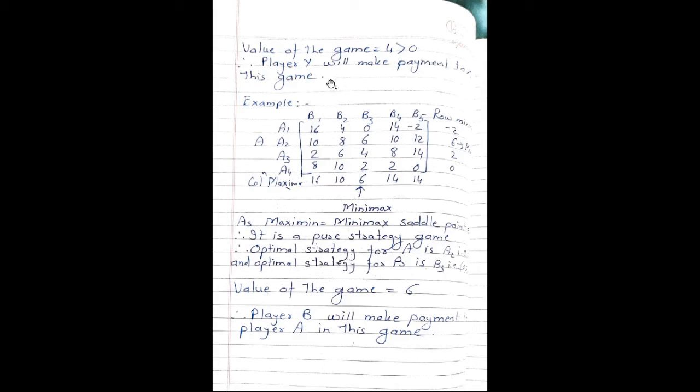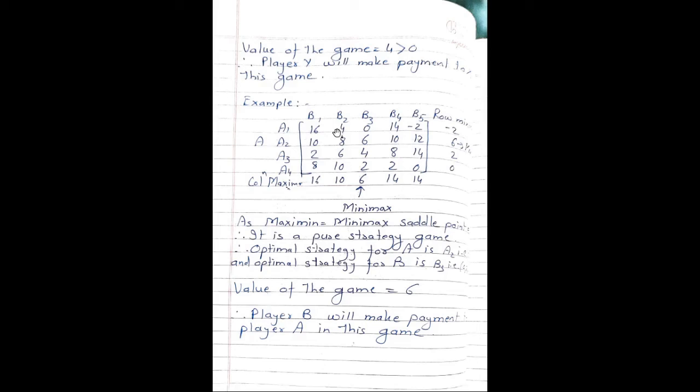Next example. So for player A, there are 4 strategies: A1, A2, A3, A4. And for player B, there are 5 strategies: B1, B2, B3, B4, B5. And the payoff matrix is given. So to determine the saddle point, we will write row minima at the side of the table and pick up the minimum value from every row.